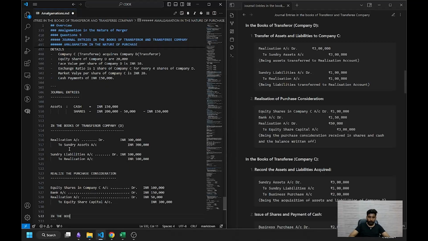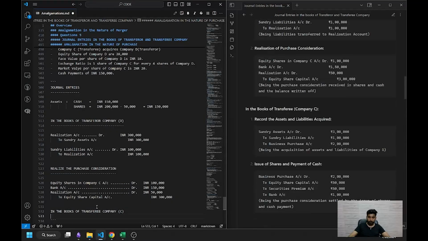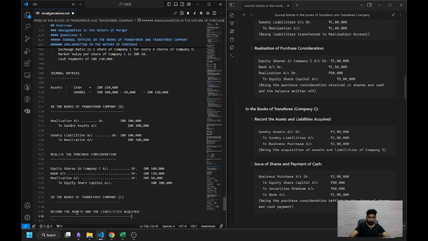Now, if we do the entry in the books of transferee company, which is the company C, here the entry will be as follows. First of all, we will record the assets and the liabilities which are acquired. The assets and liabilities acquired.